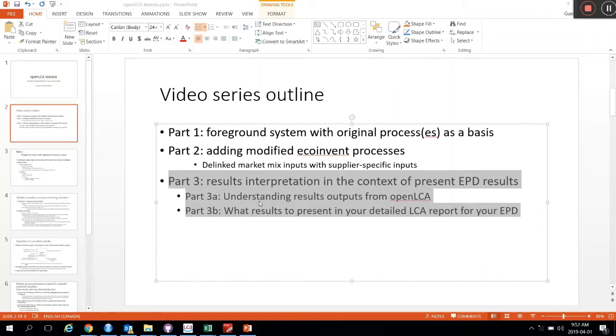So I'm going to break the video into two. The first one's going to just focus on understanding results outputs from openLCA. Second one will be what results to present in your detailed LCA report for your EPD. This is more suggested recommendations, and we'll go into PCR requirements and the potential for showing certain analysis. Okay, so let's turn over to openLCA.